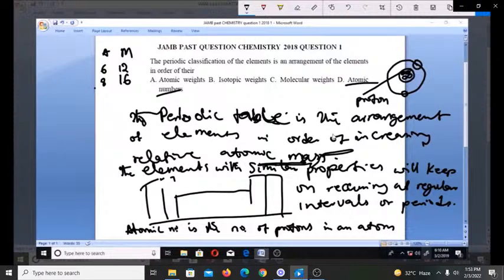You understand? So if you have an element with atomic number of 1, you're going to have the one of 2, you're going to have the one of 3. So you have these arrangements in the periodic table according to their atomic numbers, or in this case, atomic masses. And atomic mass is also a function of the atomic number. So it is not atomic weight, it is not isotopic weight, and it is not molecular weight. So the right option is the atomic numbers.